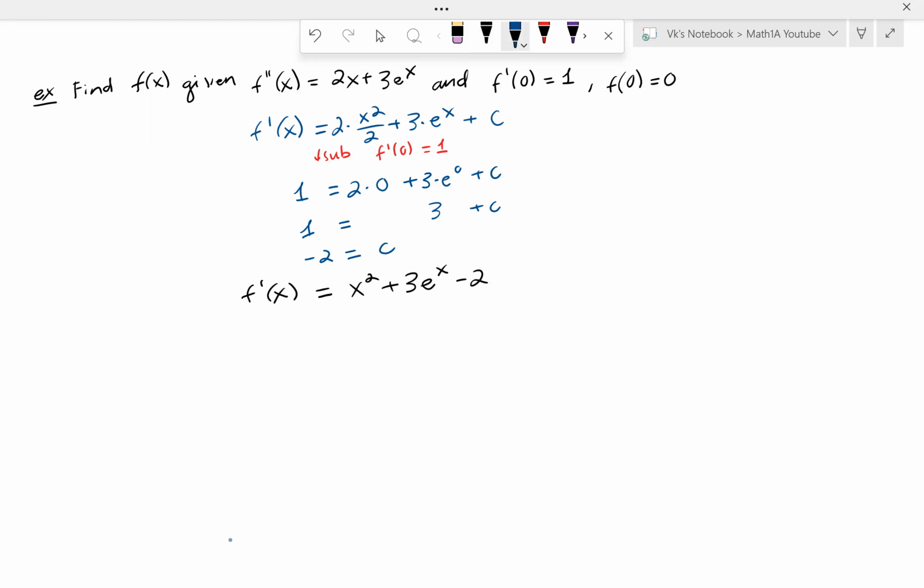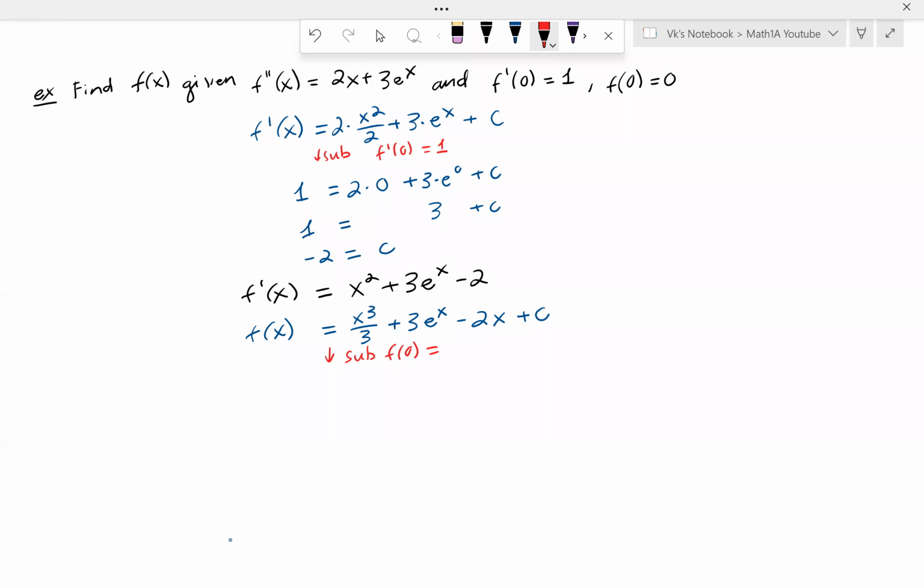Similarly, we use the idea of antiderivative and figure out the function from the first derivative. The antiderivative of the first derivative is the function f(x). The antiderivative of x squared is x to the power 3 over 3. The antiderivative of e to the x is e to the x. The antiderivative of 2 is 2x plus C. To solve for C, we use the initial condition f of 0 equal to 0.